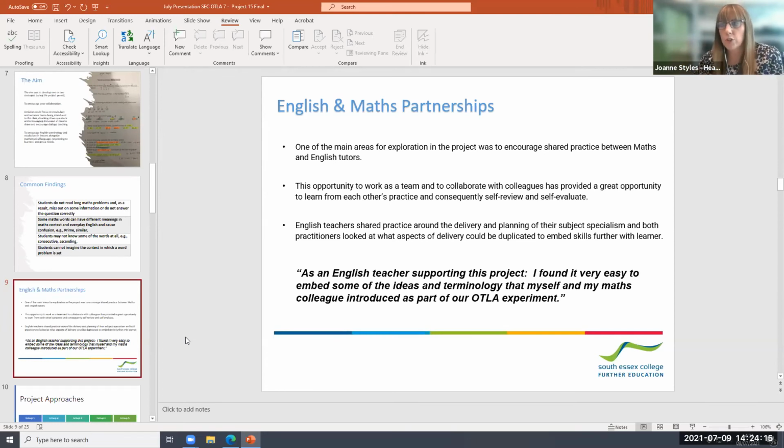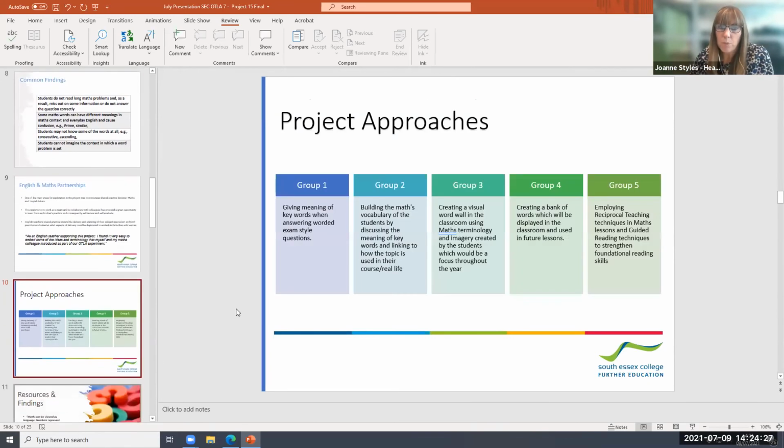One of our tutors took it one stage further and started to explore that with the vocational teacher, who also started to bring it into their delivery. Simple stuff that we talk about all the time, but they really started to put it into action, seeing the benefits. The project approaches were very much left.